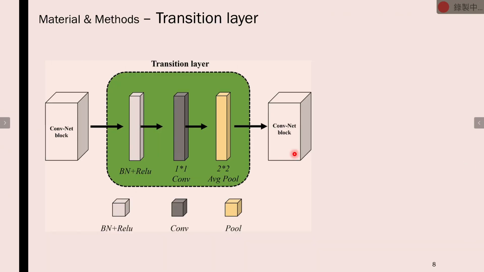The transition layer includes batch normalization and a ReLU activation function. Next is a one-by-one convolutional layer. It performs channel reduction and reduces the parameters of the model and the amount of calculation. And the third is a 2 by 2 average pool. It also does downsampling to reduce the size of the feature map, and it can smoothly keep the information.